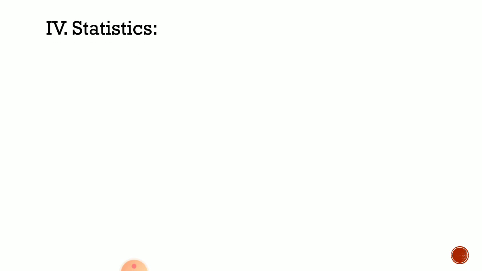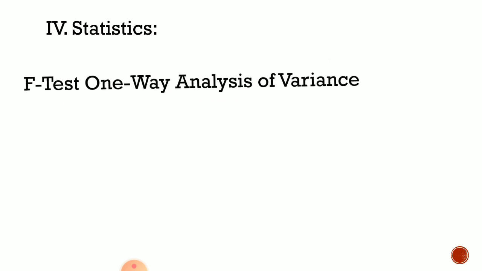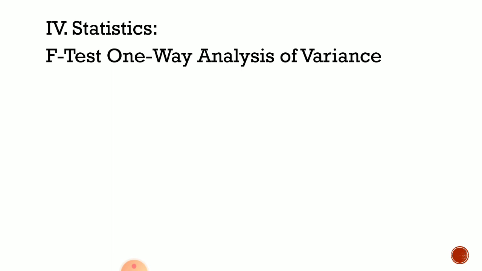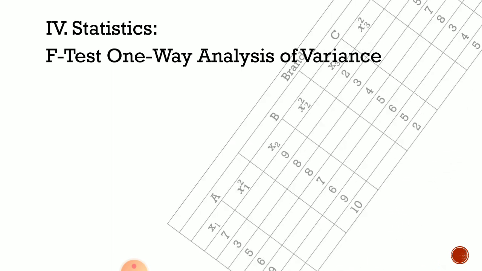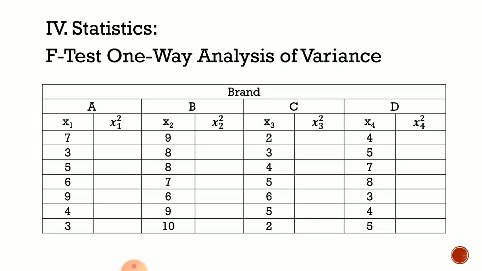Next is the statistics. So we'll be using the F-test one-way analysis of variance. We have here the data a while back. Let A be x sub 1, brand B be x sub 2, brand C will be x sub 3, and brand D will be x sub 4. For brand A, let us first get the x sub 1 squared, meaning we will square all the data under brand A. That is 7 squared, which is 49, 3 squared, which is 9, 5 squared, which is 25, and so on.